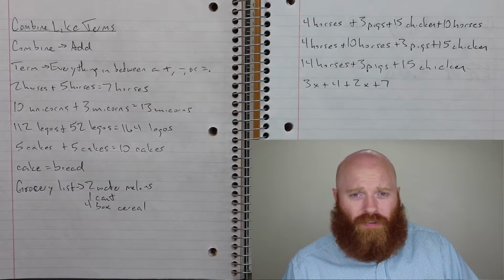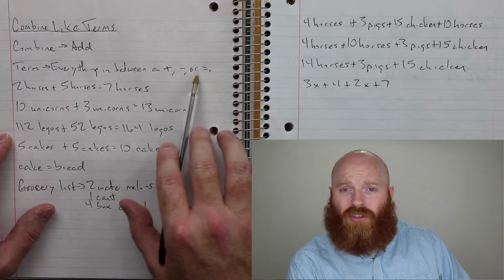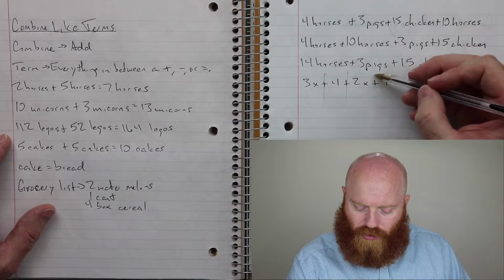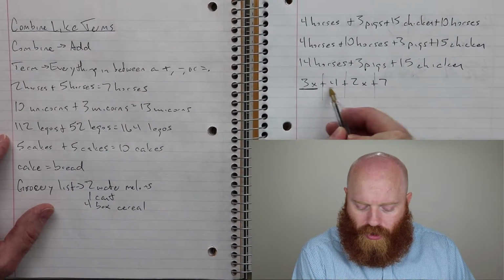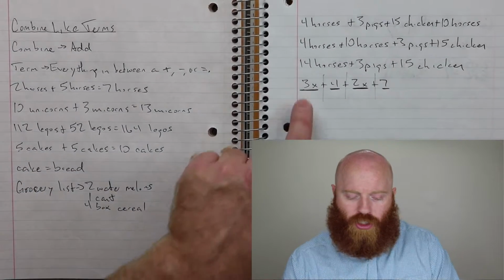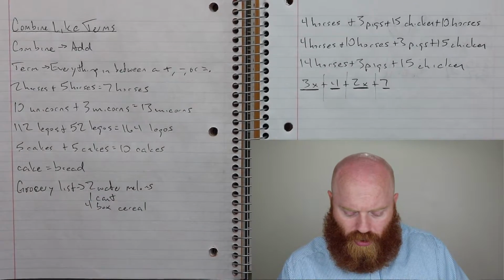What I do is I identify every term. Do you remember back here I said that a term is everything in between a plus, minus, or equal sign? So here's my plus, and here's my plus. So I got 4 terms here. That is one term, that is one term, that is one term, and that is one term. 3x is a term, 4 is a term, 2x is a term, and 5 is a term.